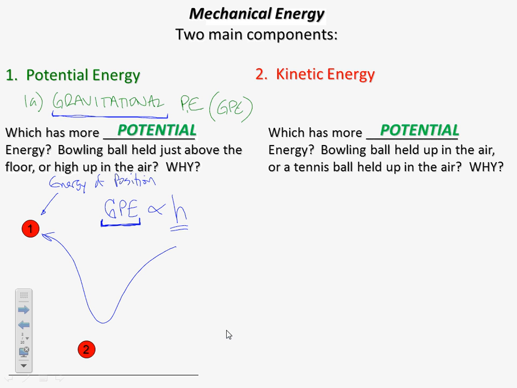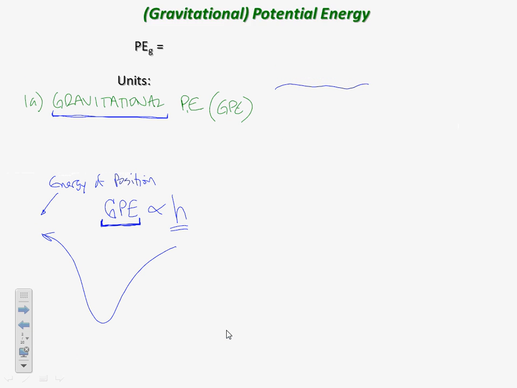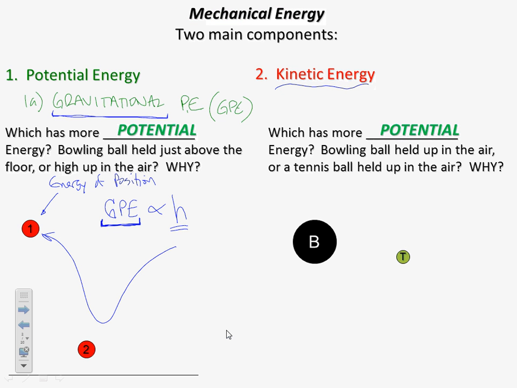Now, which of these objects, I know it says kinetic energy up here, but we're still talking about gravitational potential energy in this slide. Which of these things has more gravitational potential energy, the bowling ball or the tennis ball held at equal heights above the ground? Well, take your guess. Going once, going twice. It's, oh yeah, bowling ball.